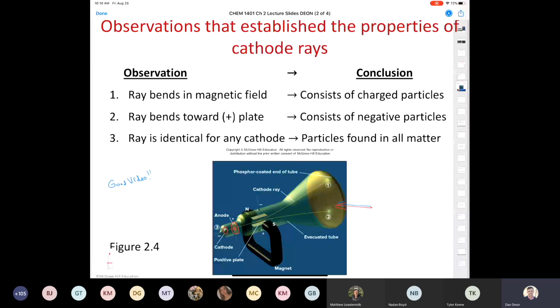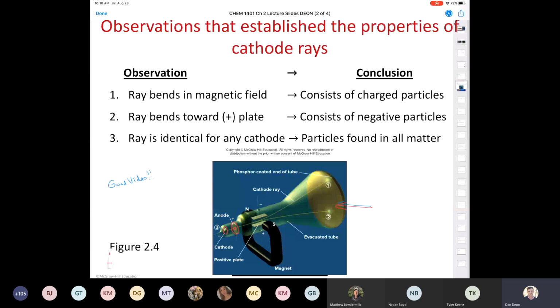Now, I'm sure you're thinking, well, it's made out of electrons. But they didn't know that at the time. So Thomson did some experiments with that cathode ray. He exposed it to a magnetic field, just with a magnet.